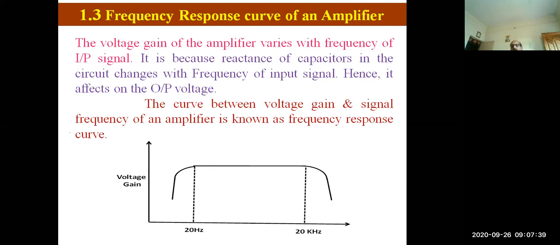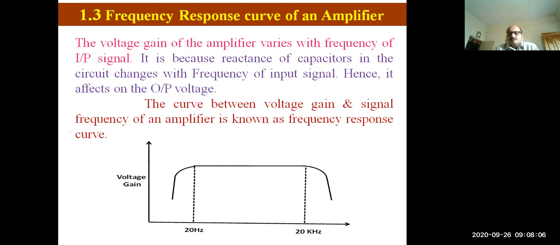We know that in an amplifier circuit, there are inductors, there are resistors, there are capacitors. At high frequency, what happens? At low frequency, why can the gain decrease? At low frequency, the reactance of the capacitor is large. When frequency is low, then reactance is large, resistance is large.